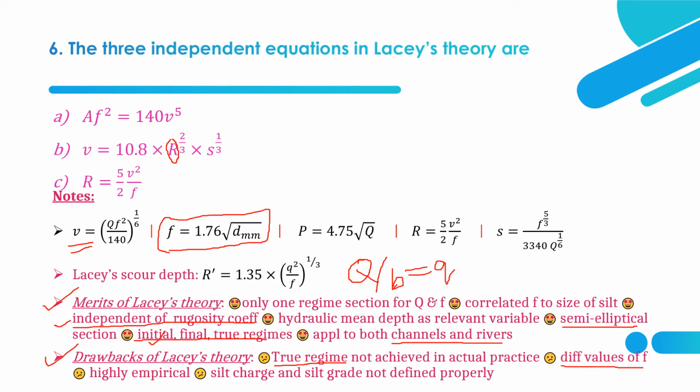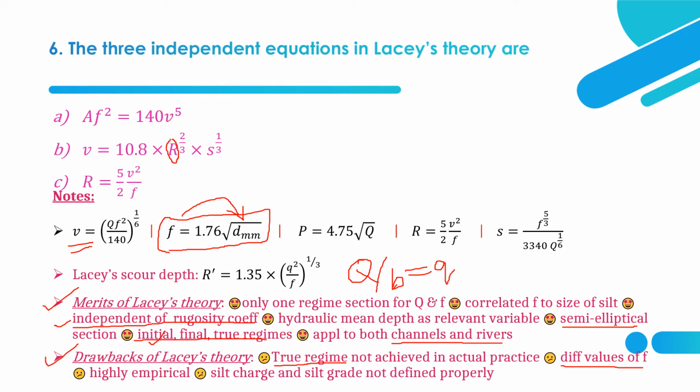And there are different values of f. Only one f value will be considered because of d, but there can be different values of silt factor because soil can be of any type, clay, sand, or anything. So that's why there can be silt factors of many different values.